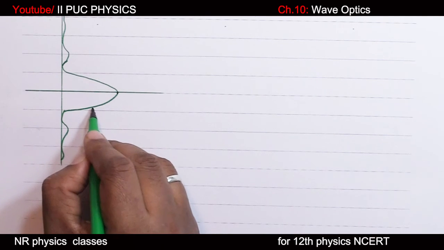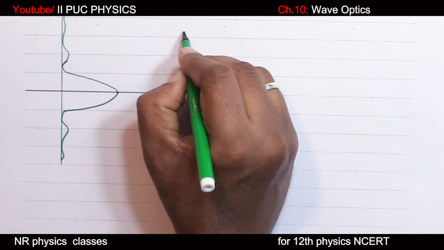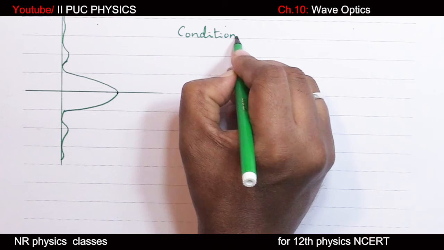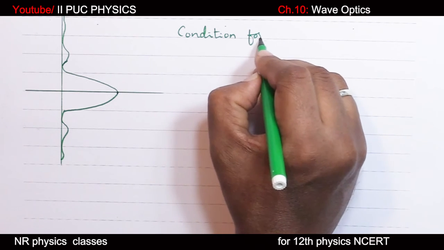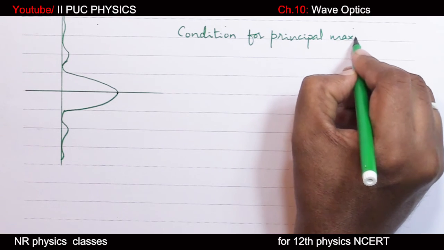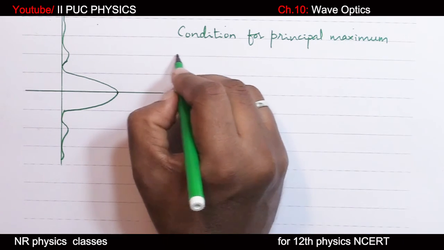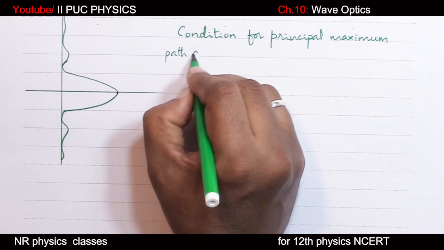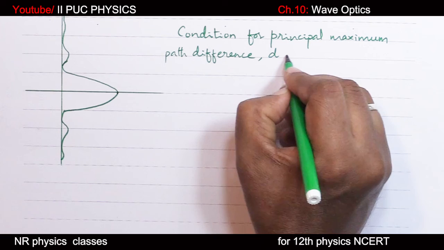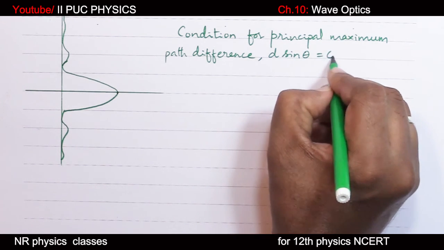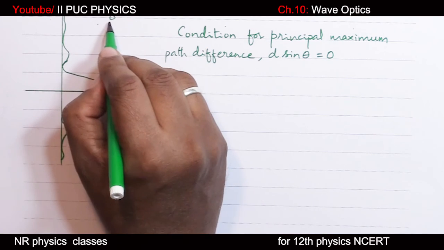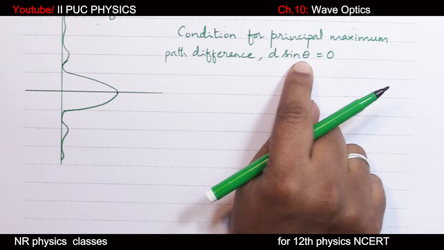This is the diffraction pattern. Principal maximum. Condition for principal maximum: path difference d sin theta should be equal to 0. In interference, we used to represent path difference by just the symbol delta. Now let us use d sin theta.